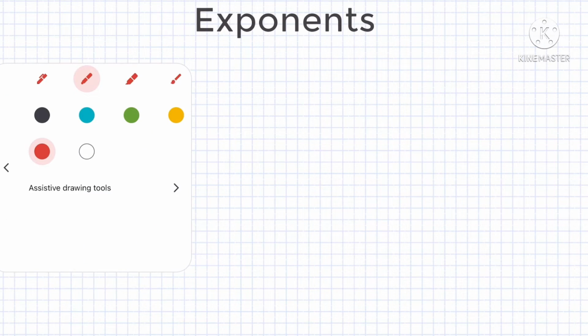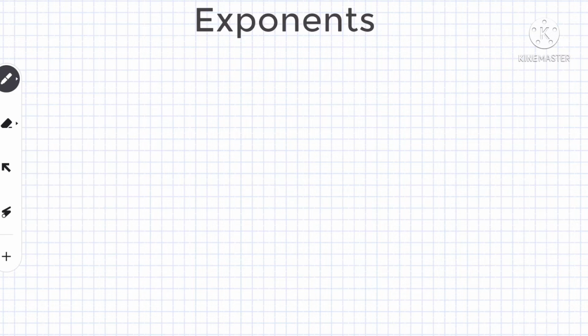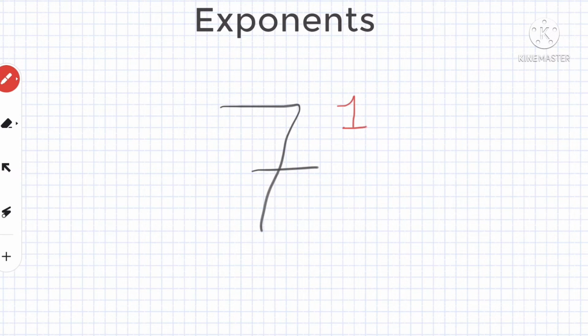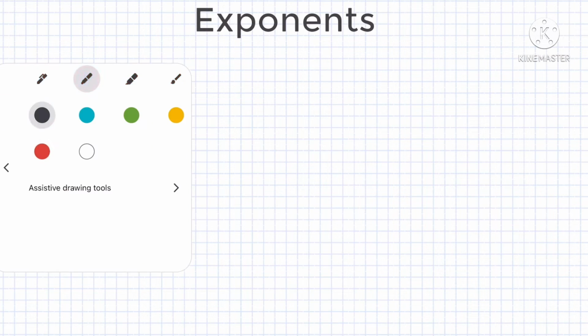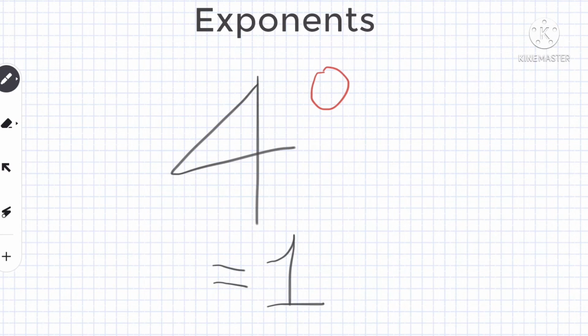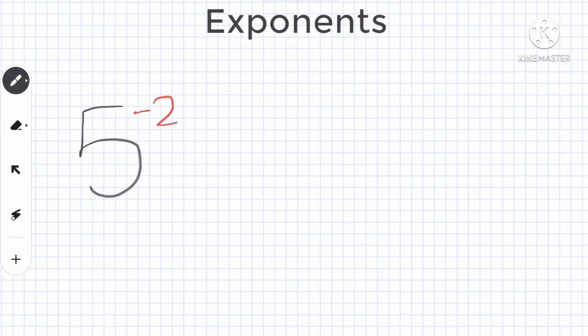Any number without an exponent has an invisible exponent of 1. 7 is equal to 7 to the first power. Any number with an exponent of 0 is equal to 1. So 4 to the 0 power is 1. When you see a negative exponent, always rewrite it as 1 over the absolute value of the power, meaning you put a 1 over it and change it from negative to positive.